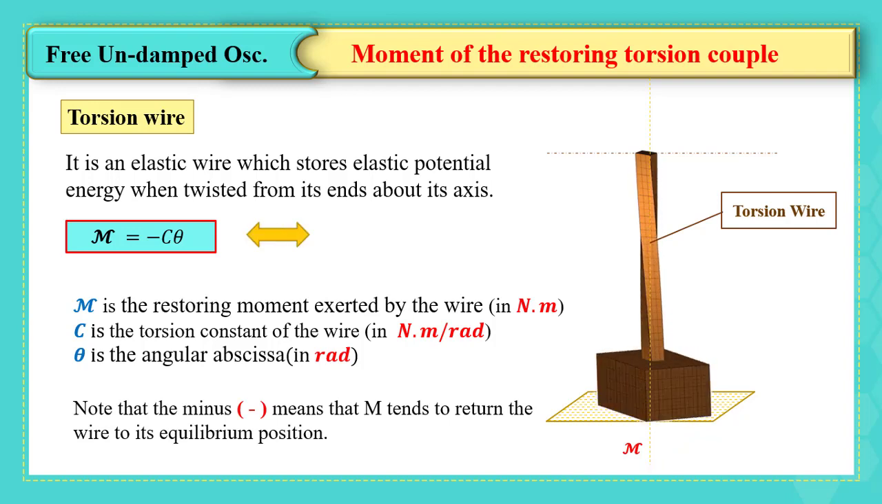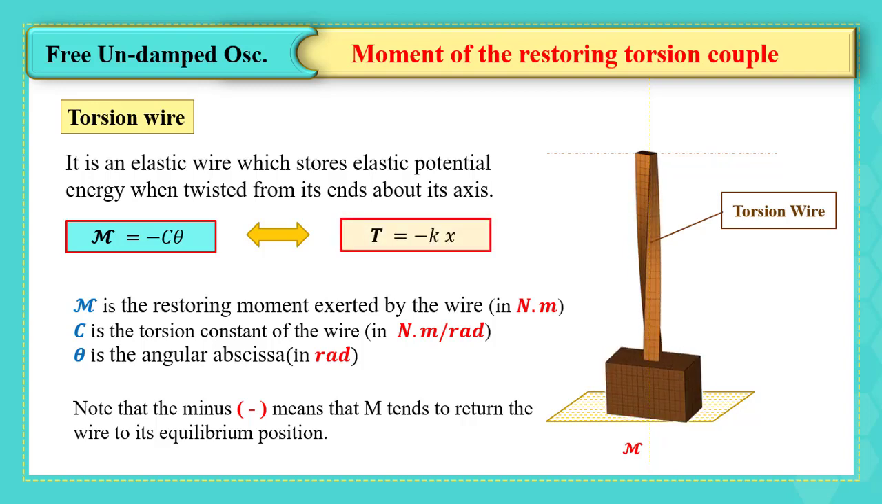This idea is the same as what we took in translation for the tension of the spring, which is also a restoring force. It was given as minus kx, where the minus also tends to return the spring to its equilibrium position. The torsion pendulum is a mechanical oscillator.